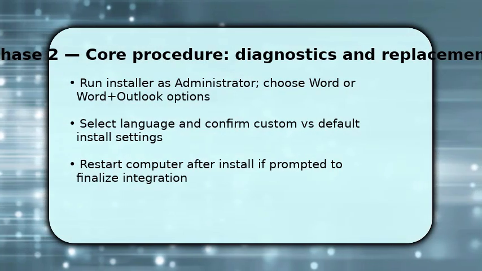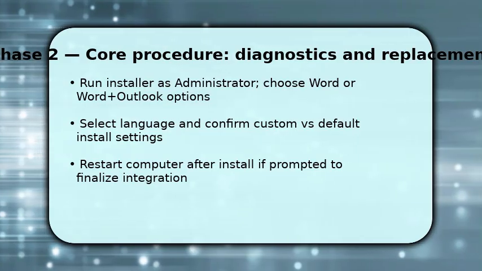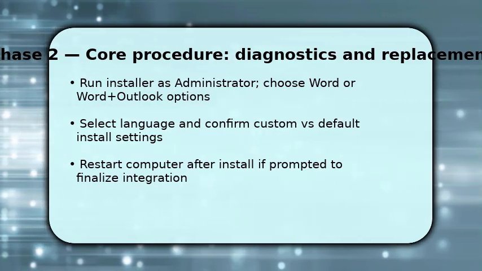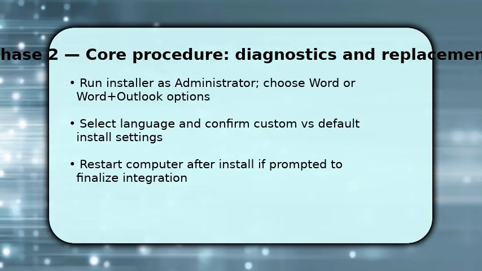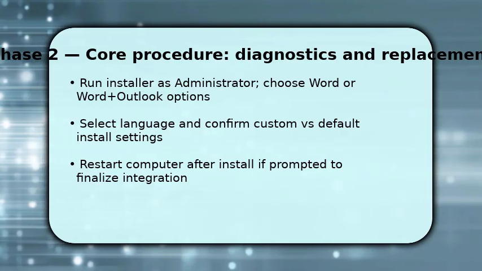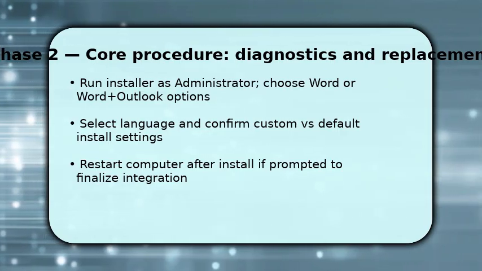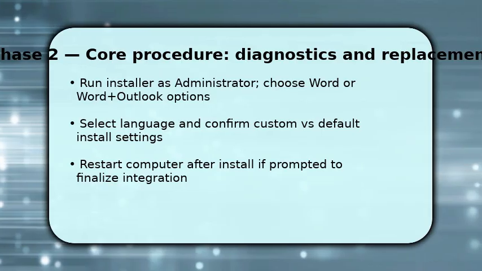You run the installer with elevated privileges. Right-click and choose Run as Administrator if on Windows. During setup, select Microsoft Word and, if wanted, Outlook. This controls where Grammarly appears. Choose Default Install unless you need a custom folder.